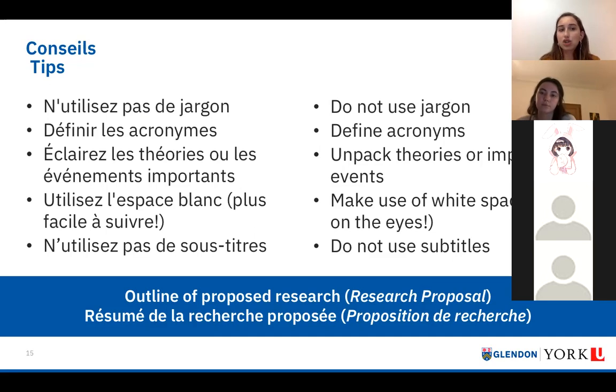I want you to unpack theories or important events. So don't just say, I'm using this one theory for my critical approach. It's like, okay, well, why? What is the relevance of that to your research? Why do you need to use this one theory? What does this theory contribute to your research? And why can't it be another theory?